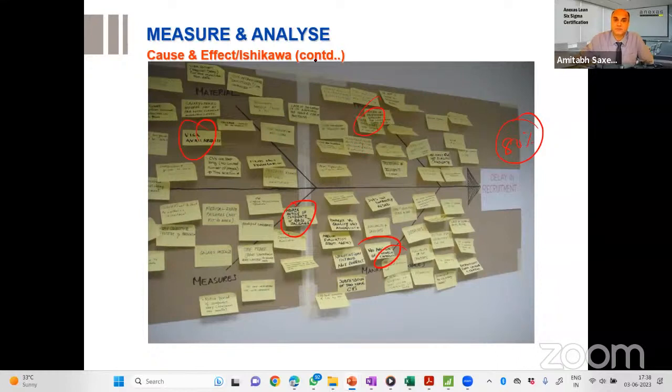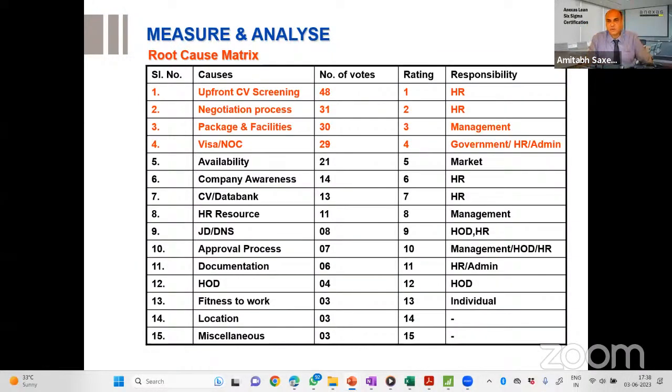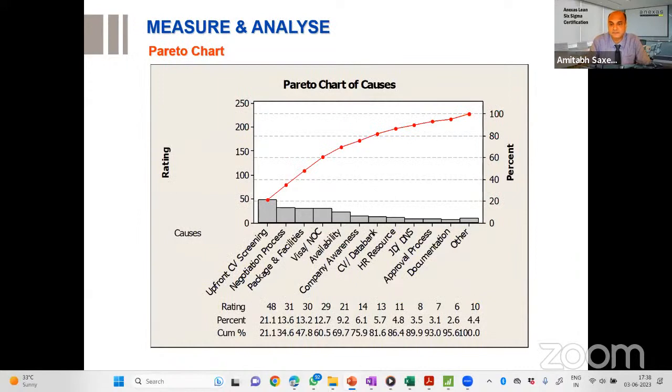So what do you do here? Just focus on these causes, and I'll try to search for the root causes here. We can make a quick voting, and we can collect the votes. The highest number of votes are given to upfront CV screening. So the idea is that you start collecting more data, and let me show you in Minitab.